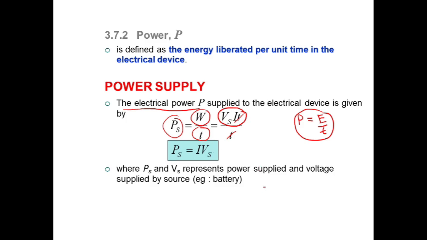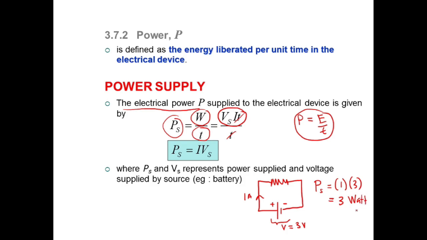For example, if we have a battery and a resistor, the battery will have a potential difference V, for example 3 volts, and the current flow may be 1 ampere. So the electrical power supplied by the battery is equal to IV, 1 multiplied by 3, so we have 3 watts. The unit for power is watt.